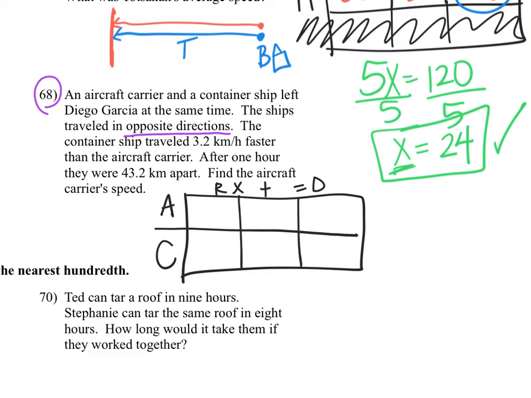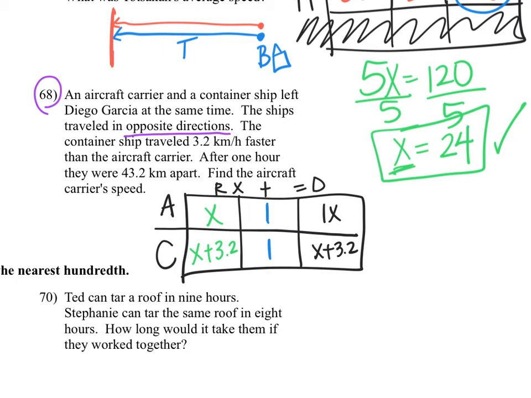And so we know that the container ship traveled 3.2 kilometers faster. We don't know what the aircraft carrier's rate is, but we do know that the container ship did 3.2 more. So it was faster, so it's more: x plus 3.2. It says after 1 hour, they were 43.2 kilometers apart. So they both traveled for 1 hour. Now I can multiply across. So I get 1x, and I get x plus 3.2.